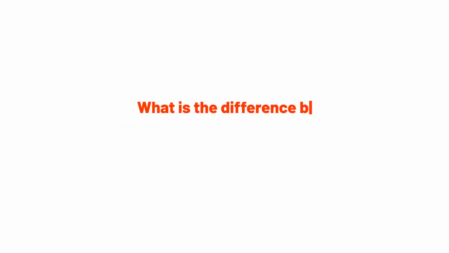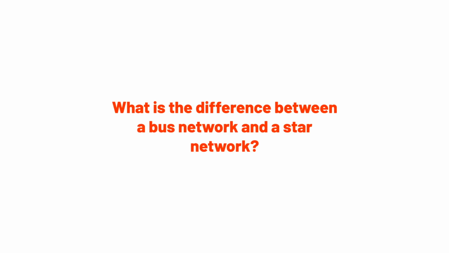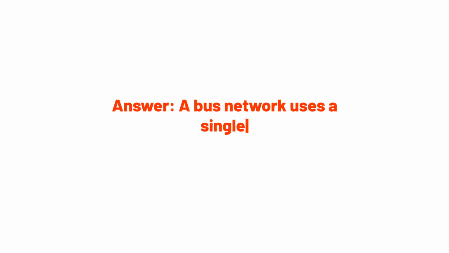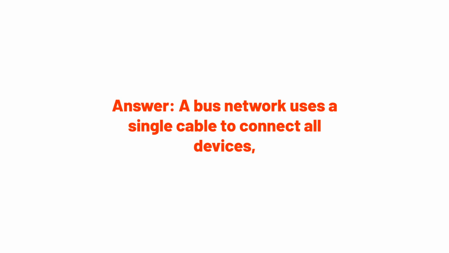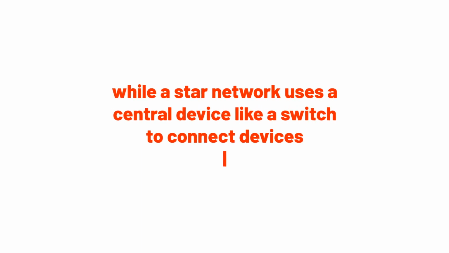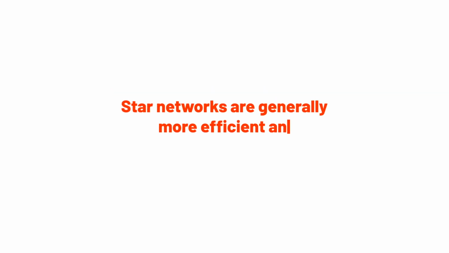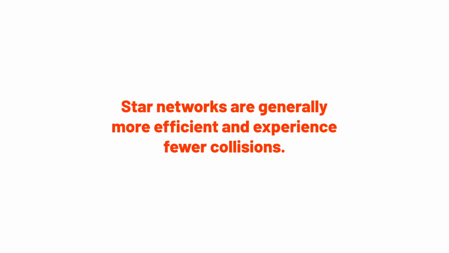What is the difference between a bus network and a star network? Answer. A bus network uses a single cable to connect all devices, while a star network uses a central device like a switch to connect devices individually. Star networks are generally more efficient and experience fewer collisions.